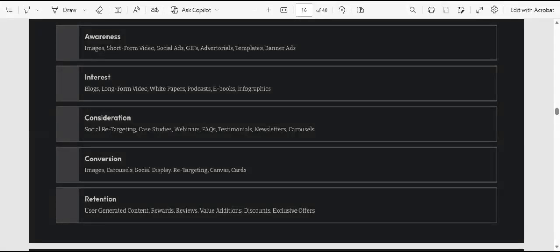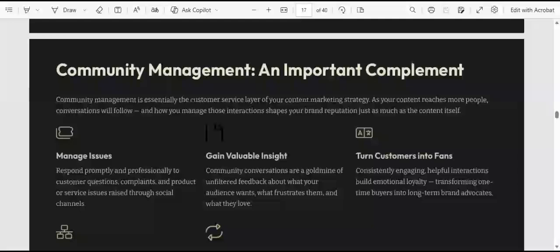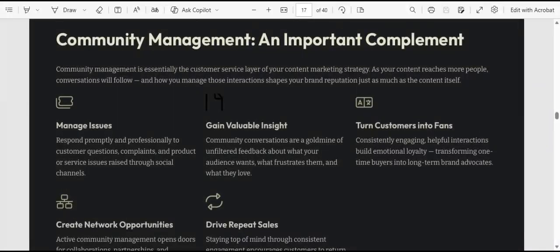Then the retention stage. At the retention stage, we have actually converted this particular audience. They are currently with us. And at the retention stage, all we need to use to keep our audience is user generated content, testimonials where people talk about how they have been doing business with us, buying our product, and how our services have been effective. Then rewards, reviews, discounts, and exclusive offers to our returning customers. Then community management, an important complement.